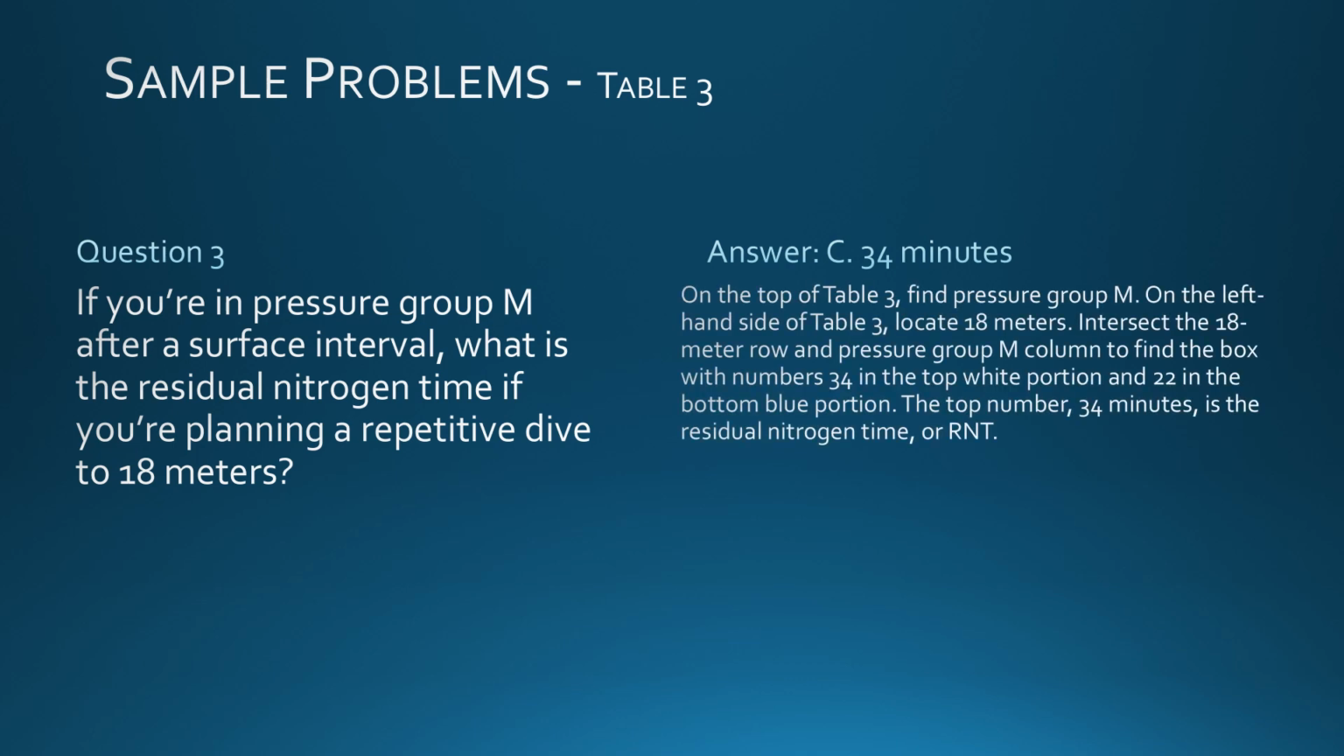On the top of Table 3, find pressure group M. On the left-hand side of Table 3, locate 18 meters. Intersect the 18-meter row and the pressure group M column to find the box with numbers 34 in the top white portion and 22 in the bottom blue portion. The top number, 34 minutes, is the residual nitrogen time, or RNT.